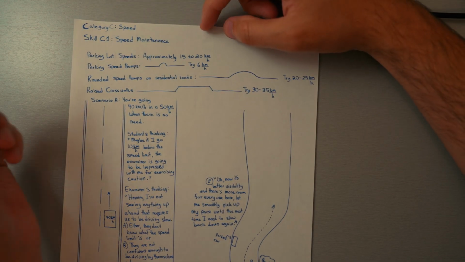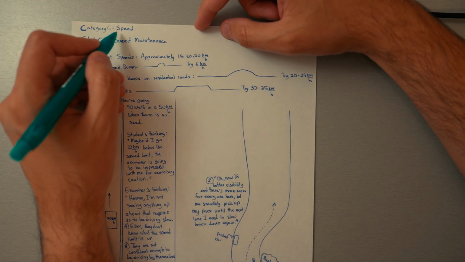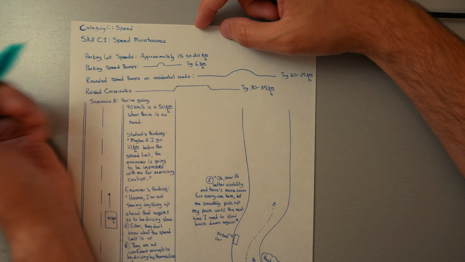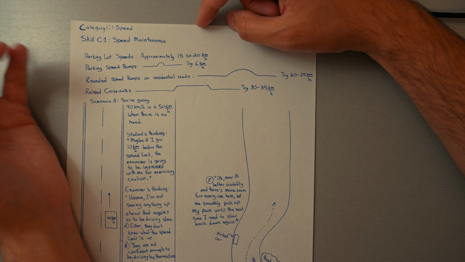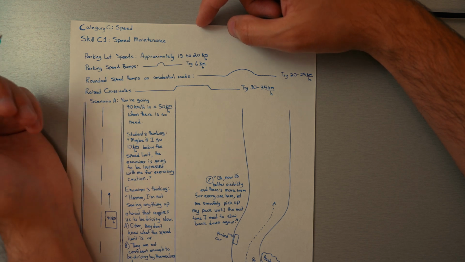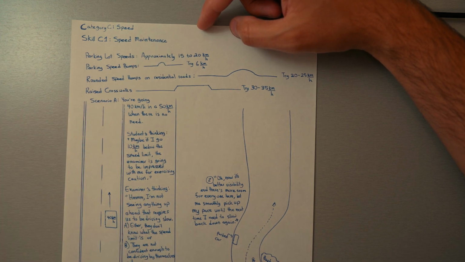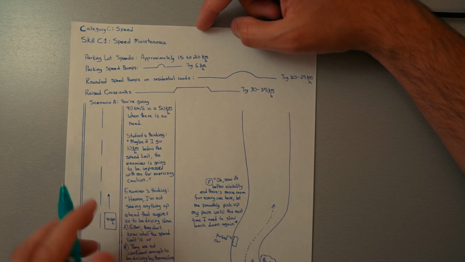Okay, so I'm going to continue with category C, speed, skill C1, speed maintenance. This is a long section because it happens so often on the road test. So a couple of things you've got to keep in mind here.